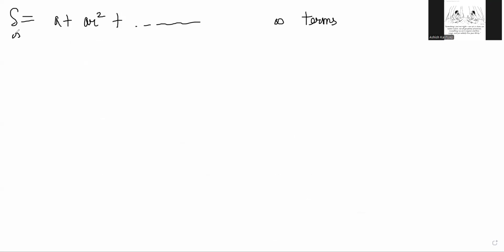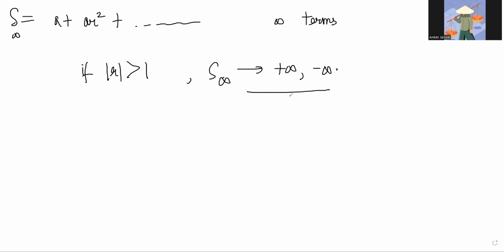Obviously, this is not going to be defined all the time. If mod R is greater than 1, sum to infinity is going to be either plus infinity or minus infinity. Because if the number R has a magnitude bigger than 1, then the second term will be larger than the first term or smaller than the first term always, right? If such a situation happens, the sum is going to be infinite, either positive or negative. So we say that it is not defined properly, right?